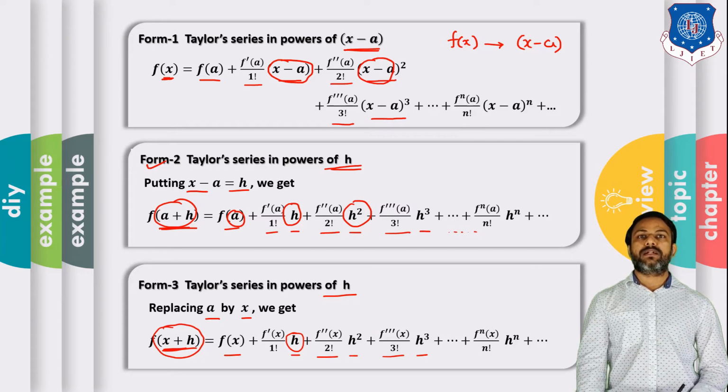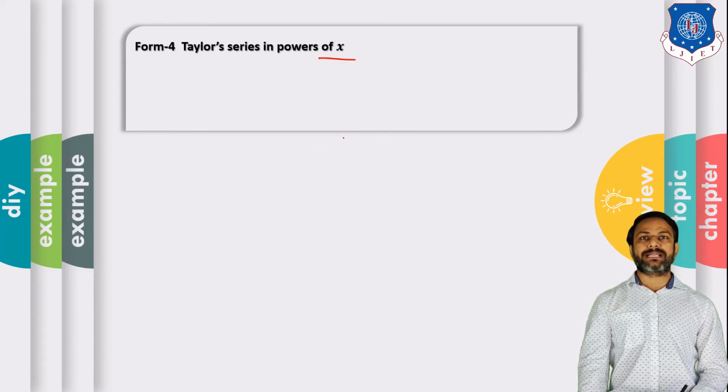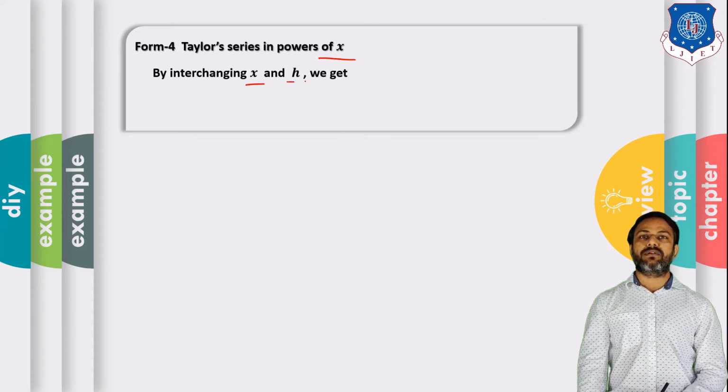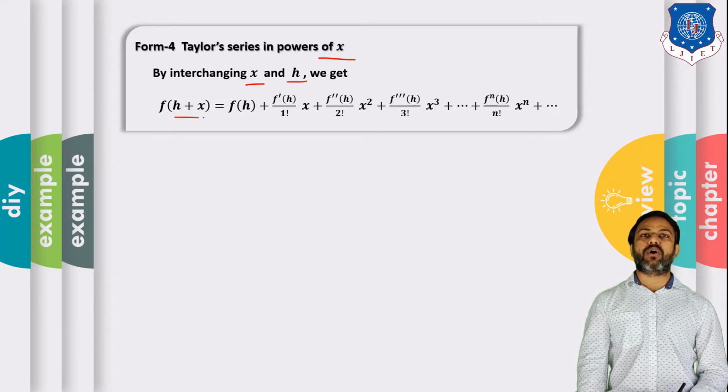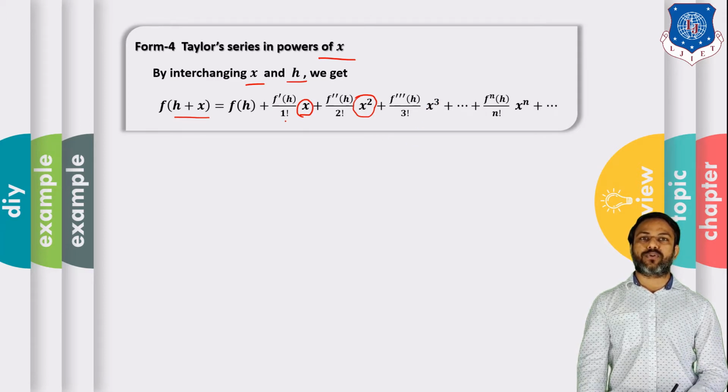Now form 4, Taylor series in powers of x. This form is reduced form from form 3 by just interchanging x and h. So we have function of h plus x and in power of x. So form 3 and form 4, in these two forms the only difference is in form 3 function was f of x plus h and in power of h, and in form 4 we have function of h plus x and in power of x. So we have f of h plus x is equal to f of h plus f dash of h by 1 factorial into x plus f double dash of h by 2 factorial x square plus f triple dash of h by 3 factorial x cube plus and so on.